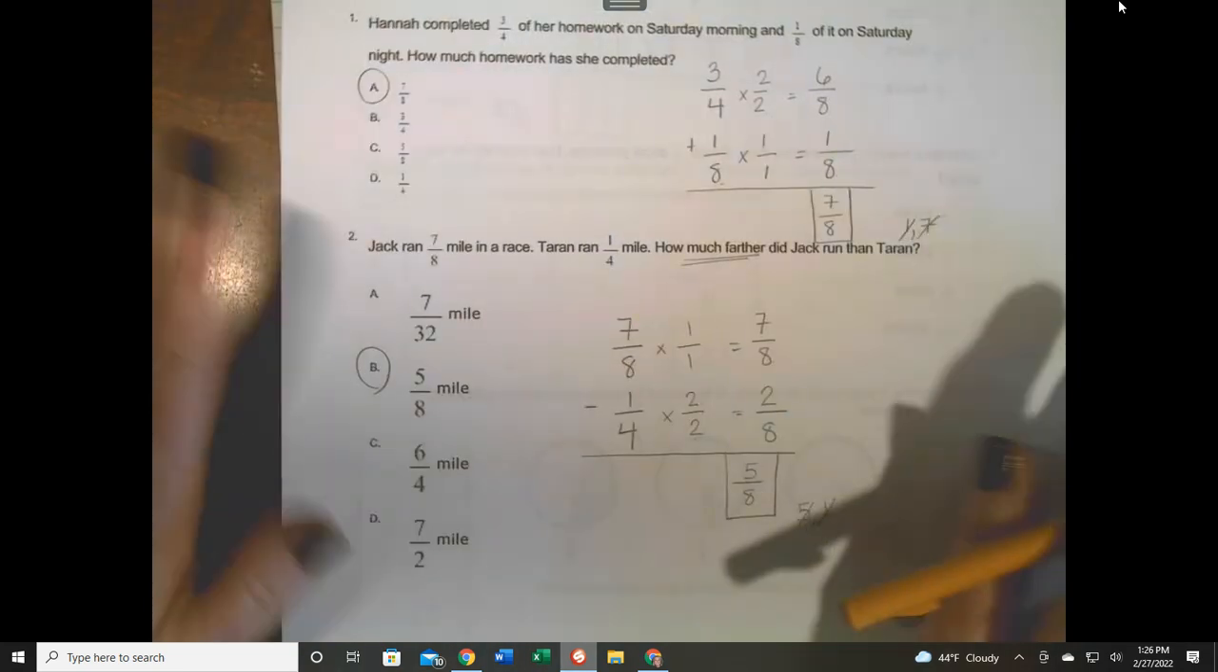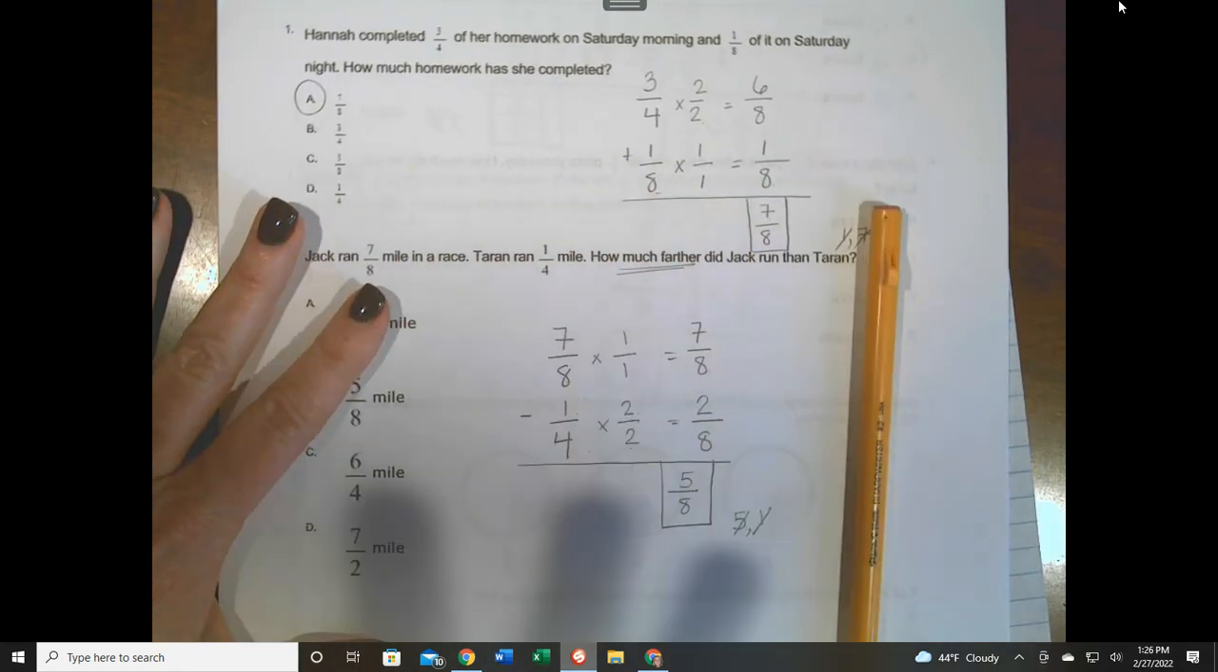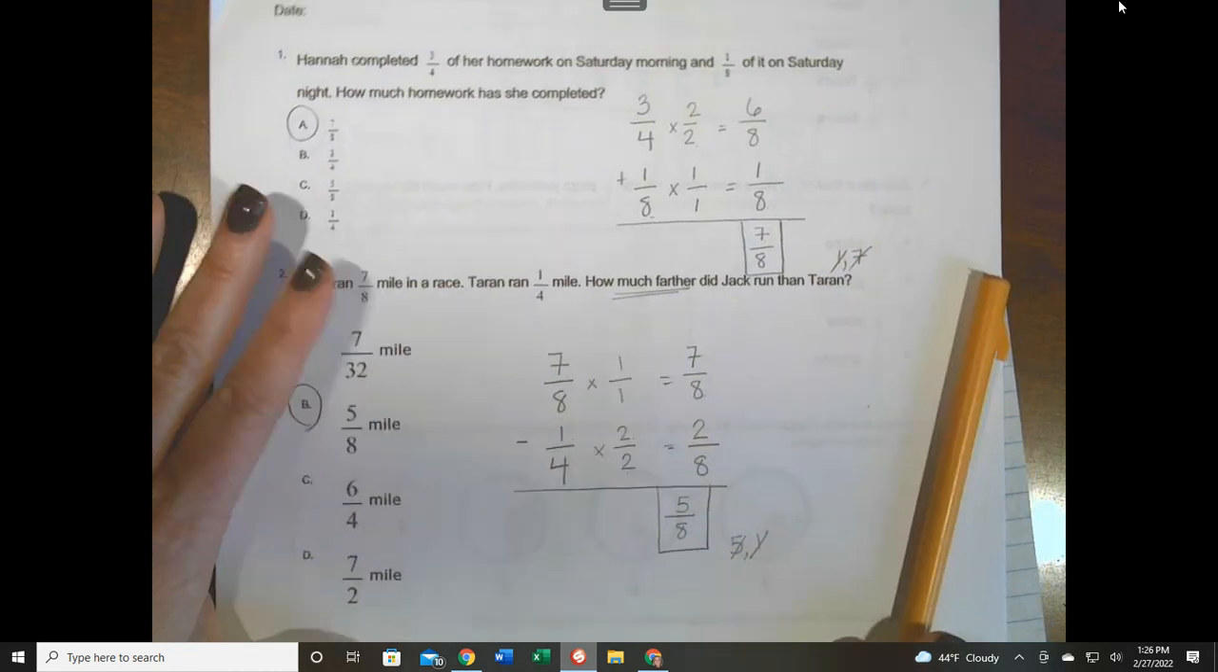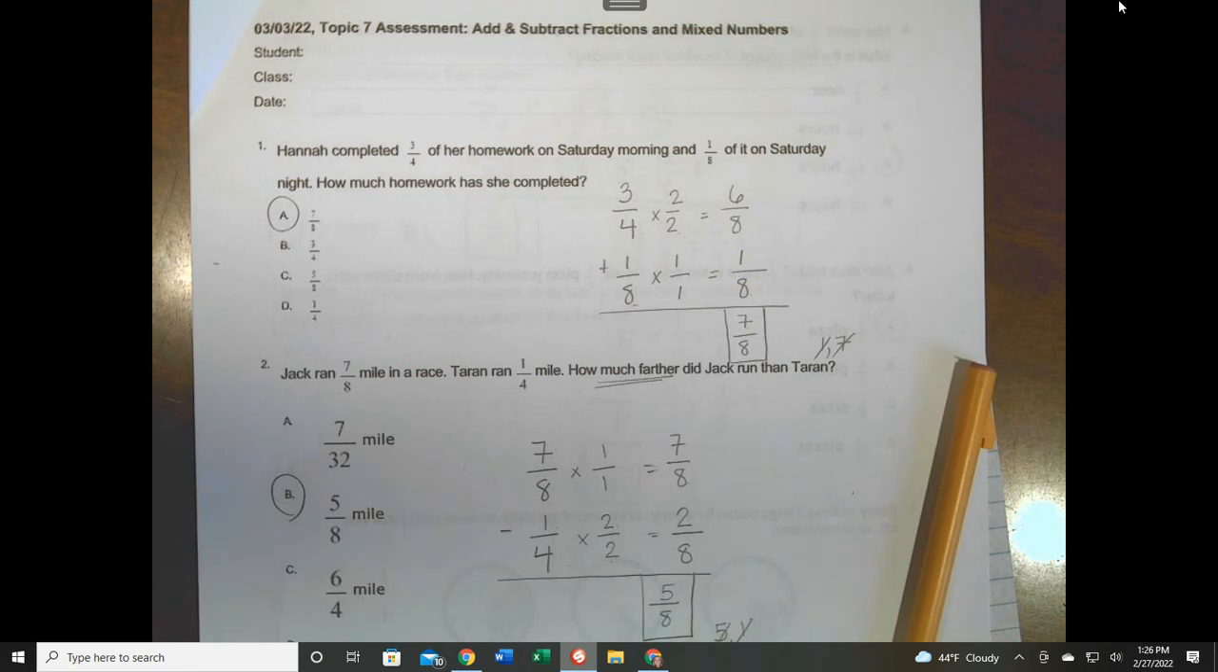All right. So boys and girls, I worked your 15 problems for you. Hopefully you can see what you are doing right and what you are doing wrong, and maybe even something you could do better or more efficiently. All right. So again, that was your Topic 7 assessment, all your goals with adding and subtracting mixed numbers. All right. Have a good day.